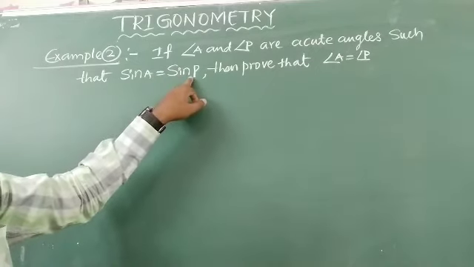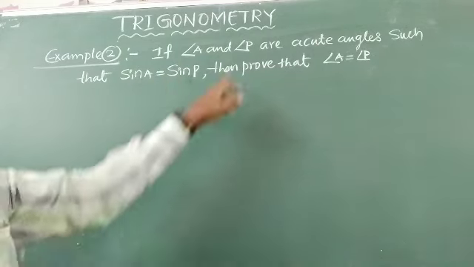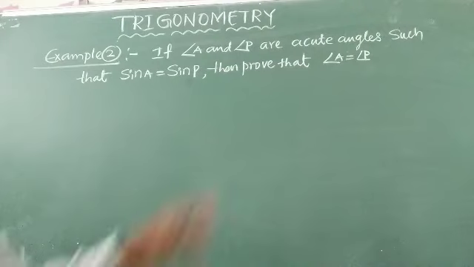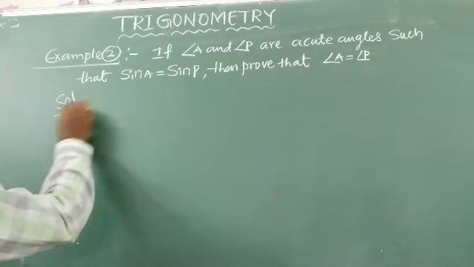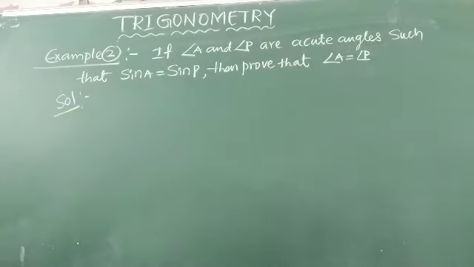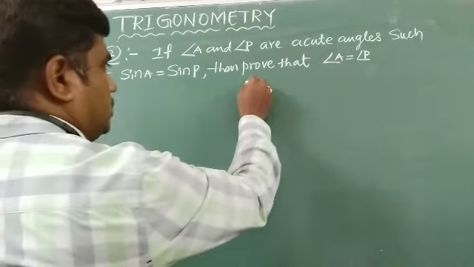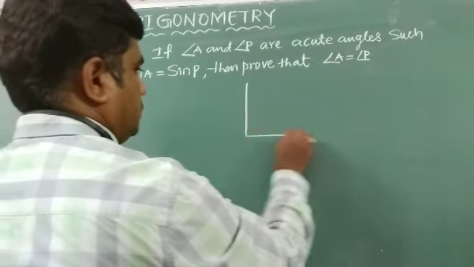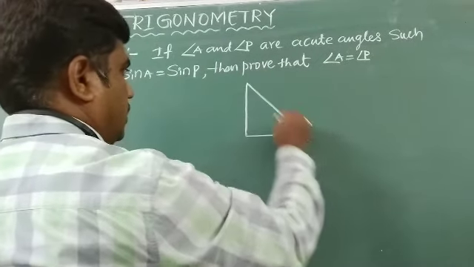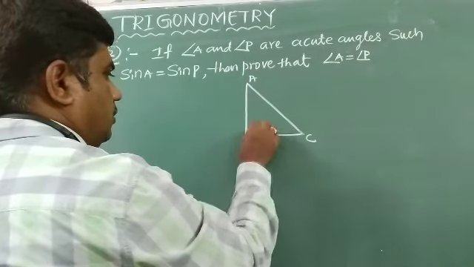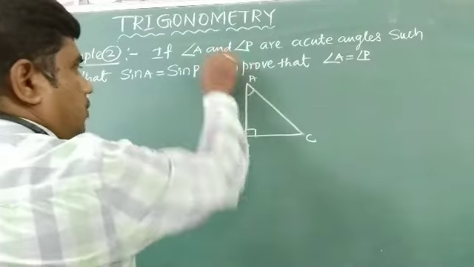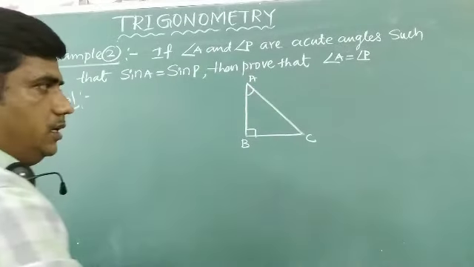So sin A and sin P mean these are two different triangles. Sin A equals sin P, then we have to prove that the two acute angles A and P are equal. In the solution, we are considering two right angle triangles. This is the first right angle triangle, say for example named ABC, with the right angle at B. Here angle A is an acute angle, less than 90 degrees.